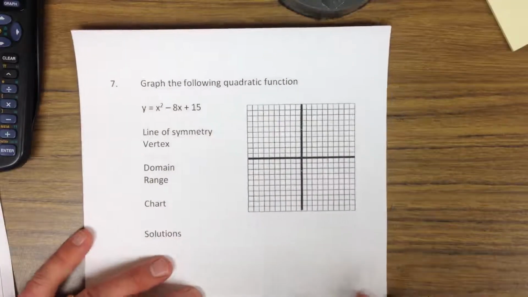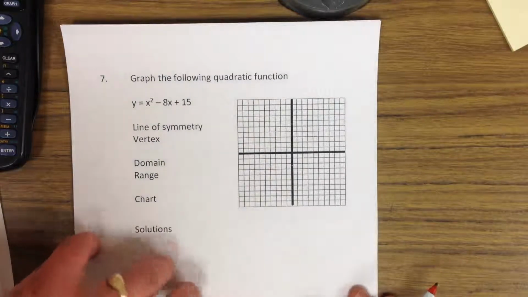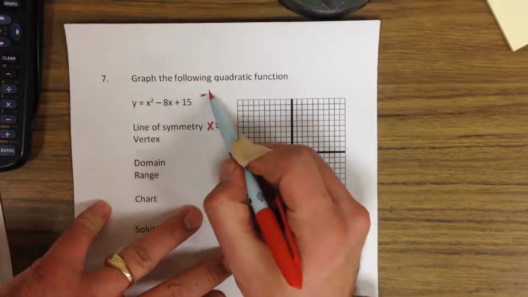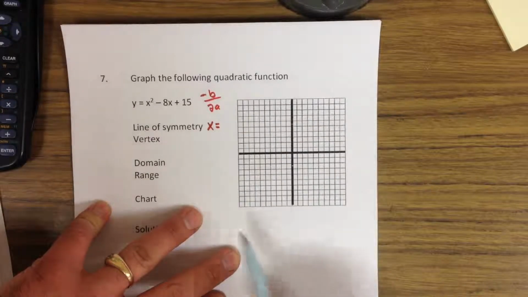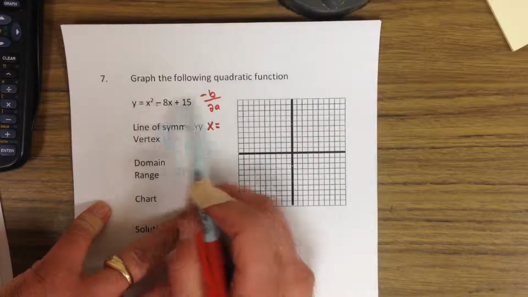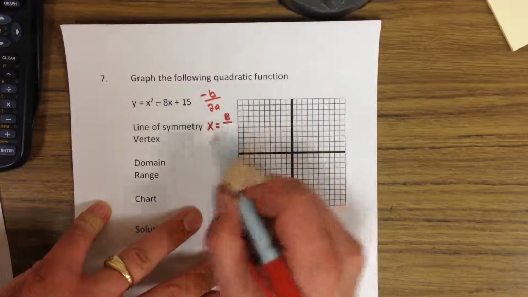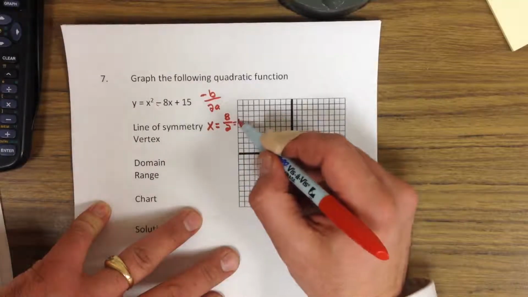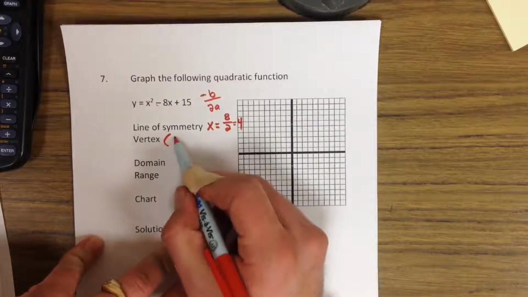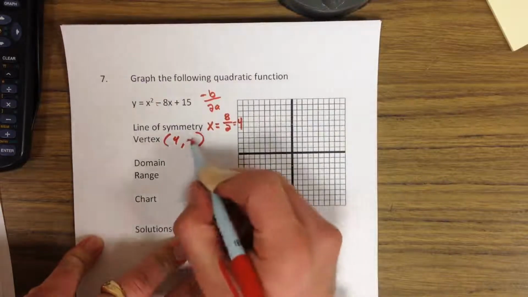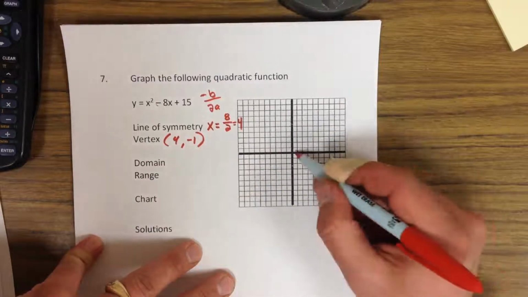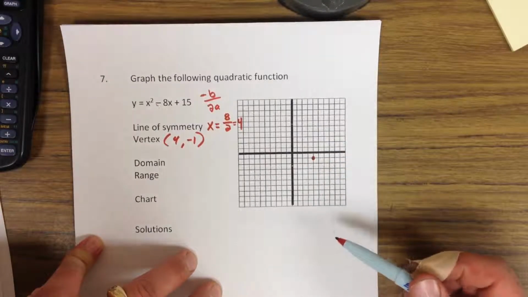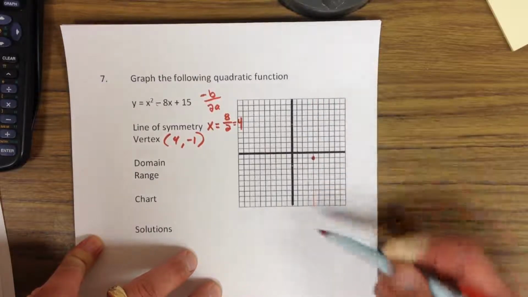All right, number 7 is just graph a quadratic function, and we get that by finding the line of symmetry. Negative b over 2a is how you find the line of symmetry, we just did that. So the opposite of negative 8 is 8 over 2a. 2 times 1 is 2, so the line of symmetry is x equals 4. Okay, the vertex, when you plug in 4 for x, you should get negative 1. So this is 1, 2, 3, 4. So that's the vertex right there. It's symmetrical on that point.